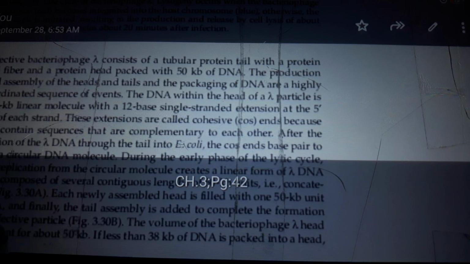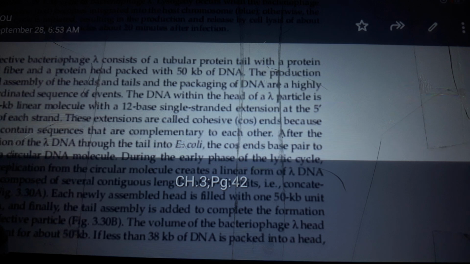Infective bacteriophage lambda consists of a tubular protein tail with a protein tail fiber and a protein head packed with 50 kb of DNA. The production and assembly of the heads and tails and the packaging of DNA are a highly coordinated sequence of events. The DNA within the head of a lambda particle is a 50 kb linear molecule with a 12 base single-stranded extension at the 5' end of each strand. These extensions are called cohesive ends because they contain sequences that are complementary to each other.